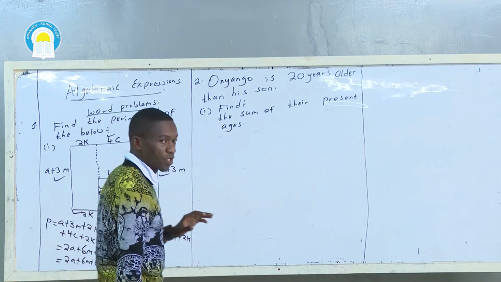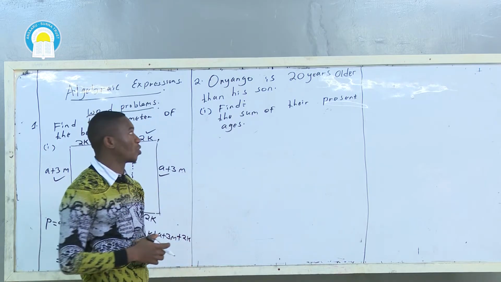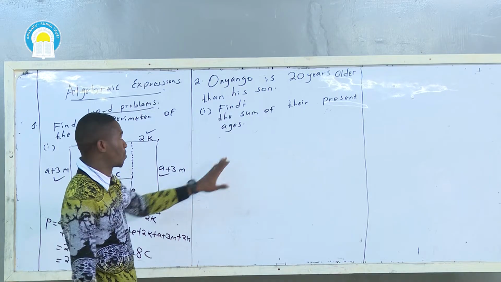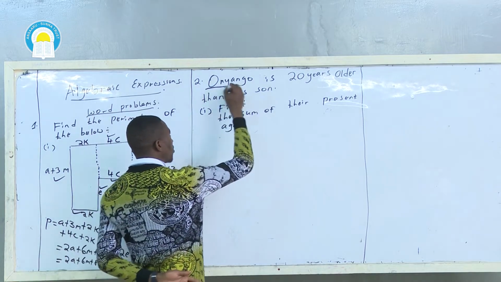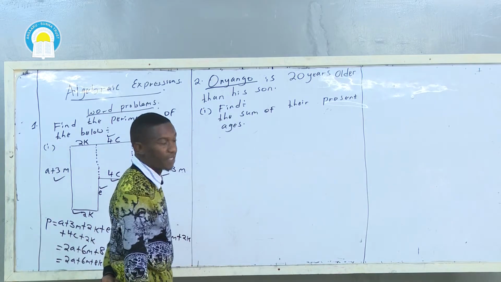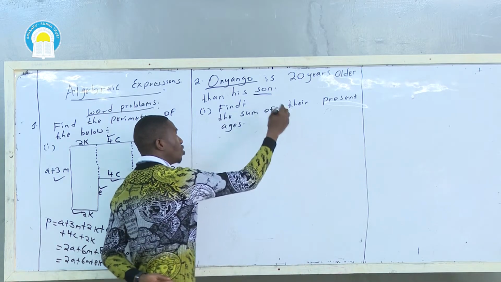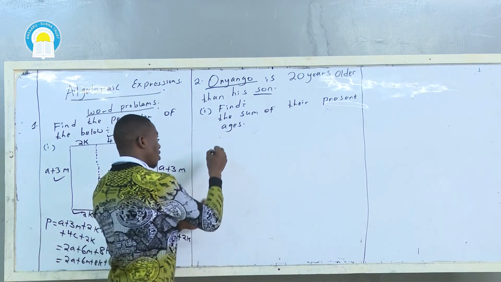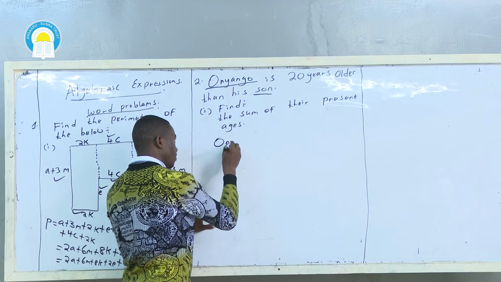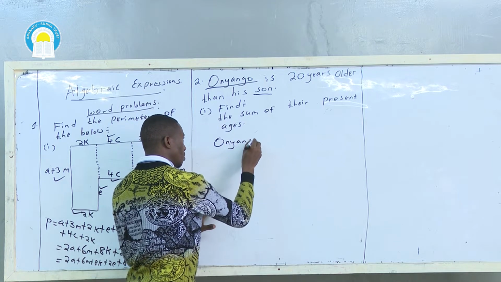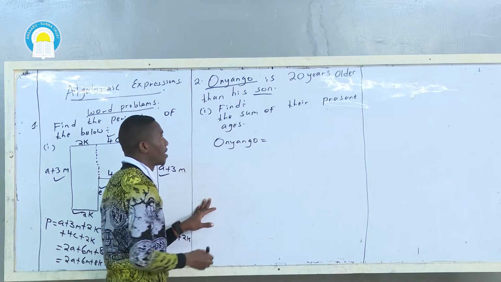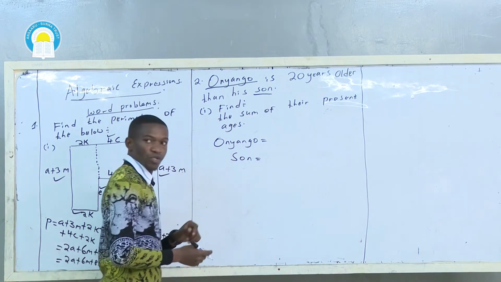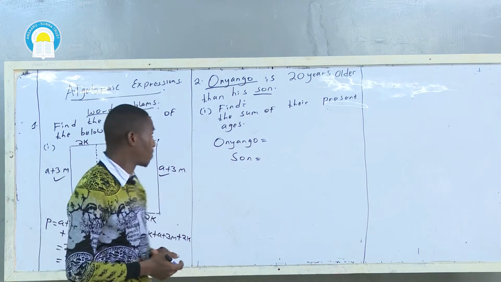So when we look at this particular question, the first thing that you're supposed to look at, how many people are we having in this particular question? We are having a person known as Onyango. Then Onyango himself is having a son. So we are having two different people. That is Onyango. I will write here Onyango. Then I put equals. Then I'm having here son. Then I write equals.